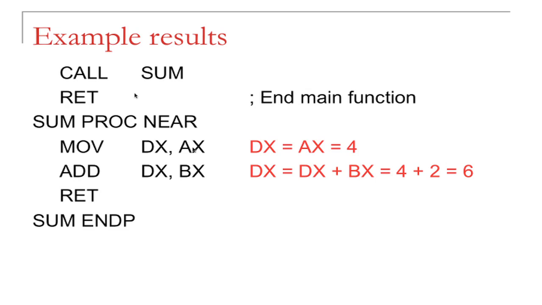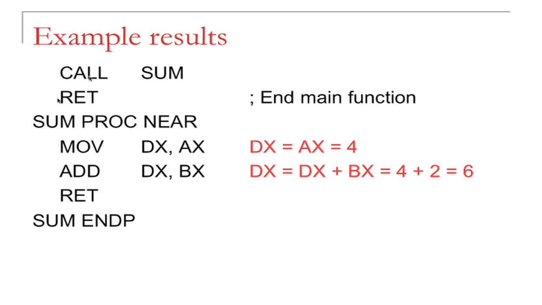It will copy the value of AX to DX, and then it will add the value of BX on top of that. So DX will have the value 6. And when this return is executed, 008, that value will be restored back to the IP pointer, and then we can get back to this RET.